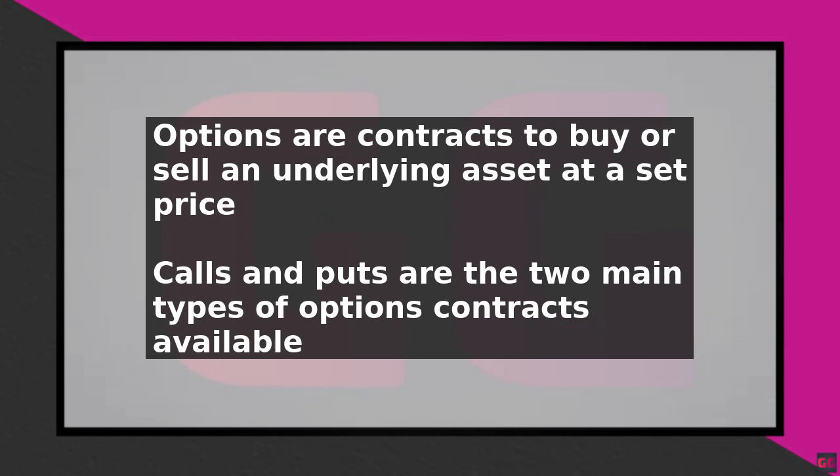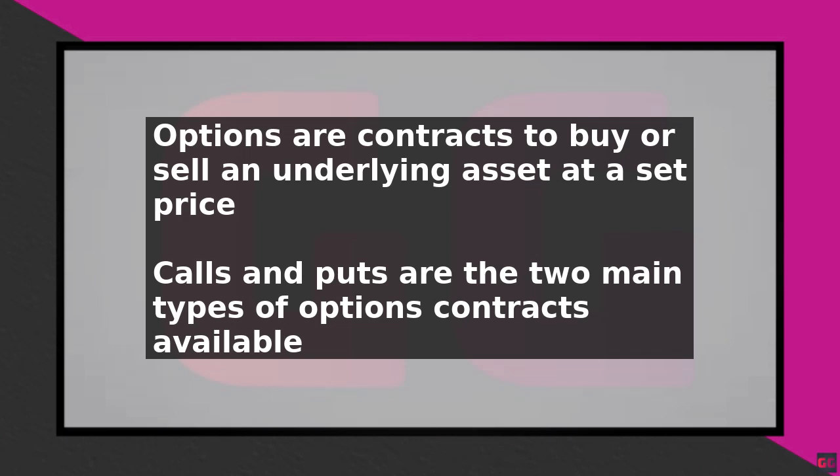To trade options on Moomoo, navigate to the options trading section of the app. Here, you can browse through a list of available options contracts, including the underlying asset, strike price, expiration date, and premium. The premium is the price of the options contract.